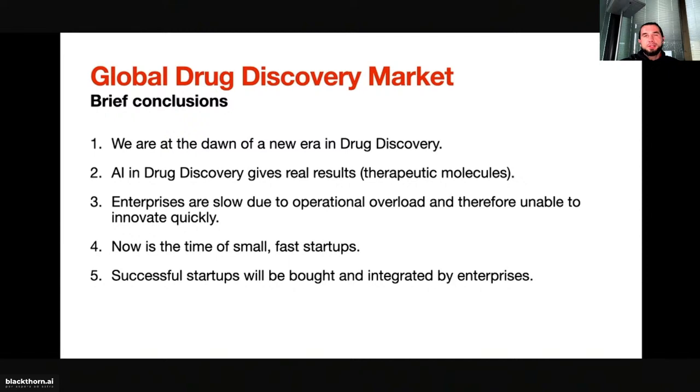And when I say real results, it means therapeutic molecules. But enterprises are slow due to operational overload, and they cannot innovate quickly. That's a typical problem of all enterprises. They have directors of directors, then senior directors, vice presidents, presidents, heads of departments, and all that. I apologize. It makes the corporation terribly slow. So it can never outcompete smaller companies. So right now is the time of small and fast startups. Later, startups will usually be bought and integrated by enterprises. And as usual, they often fail to integrate them, but this is a different story.